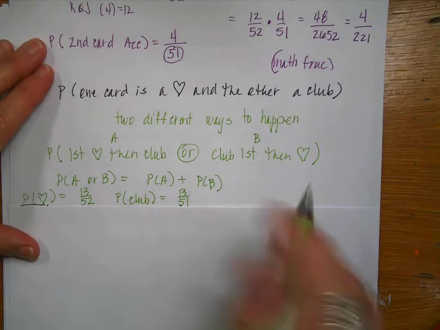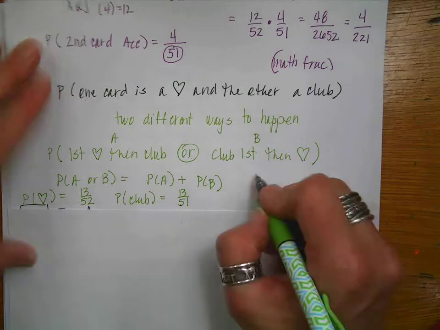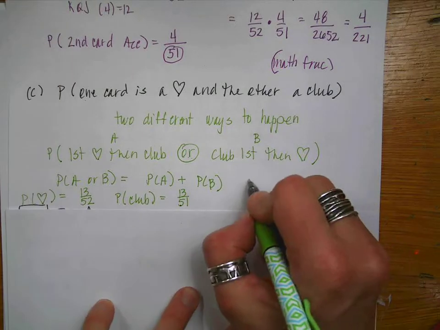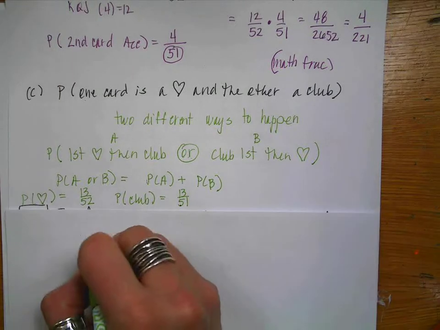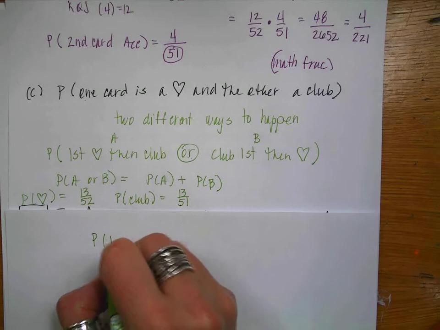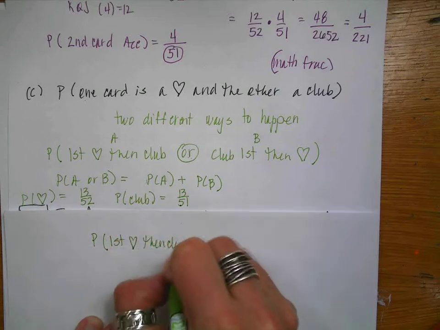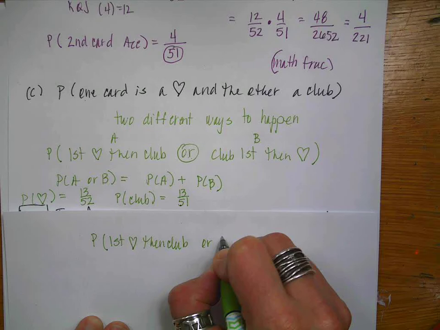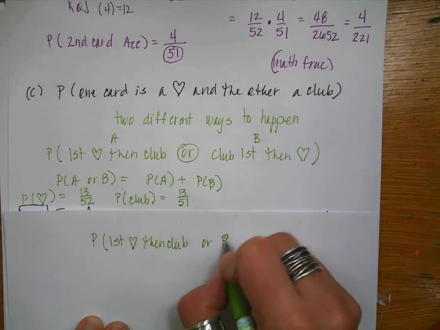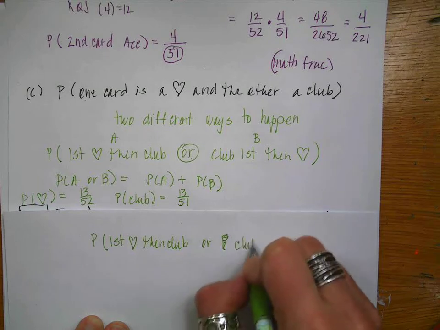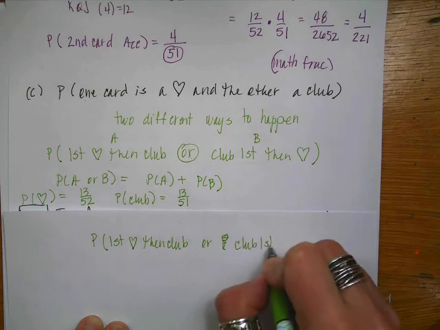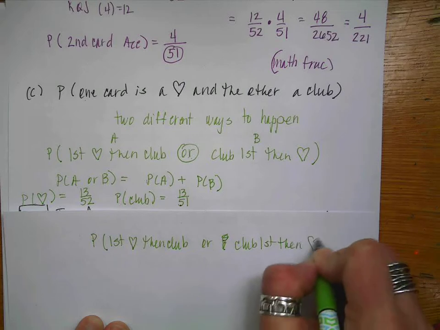So then if I talk about my probabilities, okay, and I didn't leave myself quite enough room, I'm going to write it right here, the probability of first getting a heart, then a club, or the probability of getting a club and then a heart.